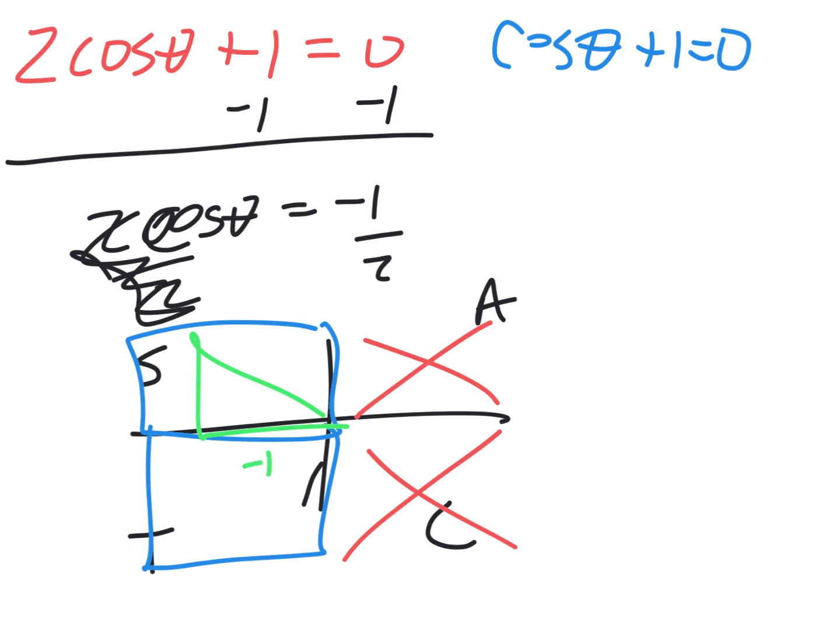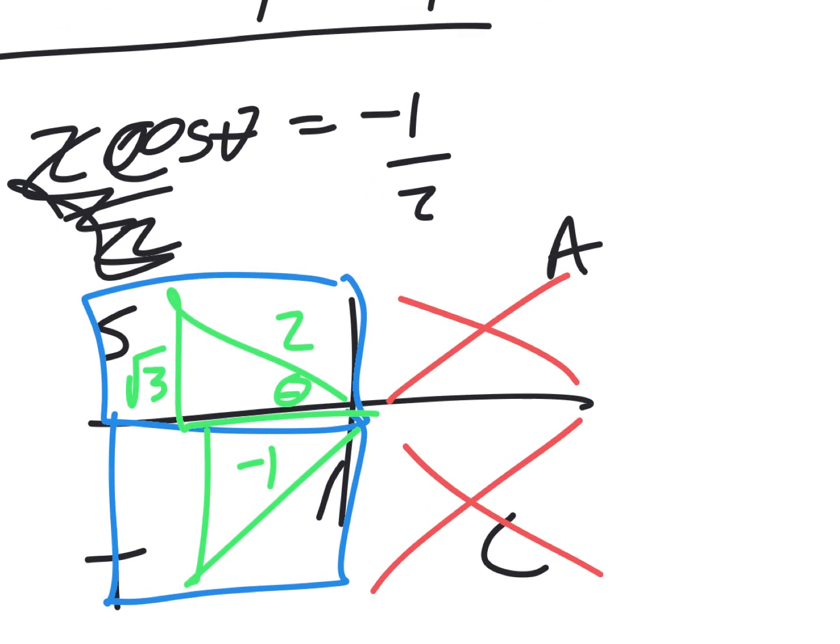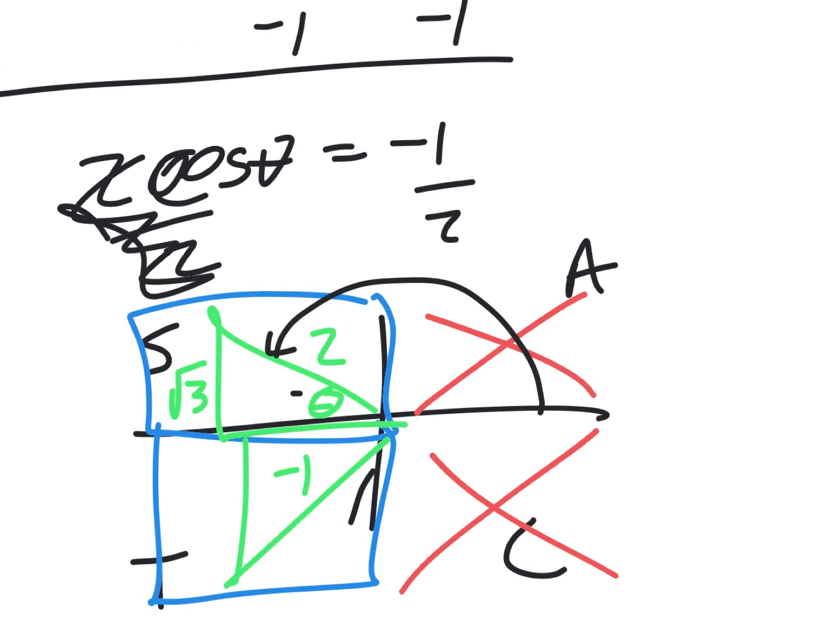Cosine is adjacent over hypotenuse, and that's a square root of 3. Can you finish it from there? What angle would that have to be? Pi over 3. You're right that it's pi over 3, but remember I'm here, which is way bigger than pi over 3. It's pi over 3. You were right on that in the first place.